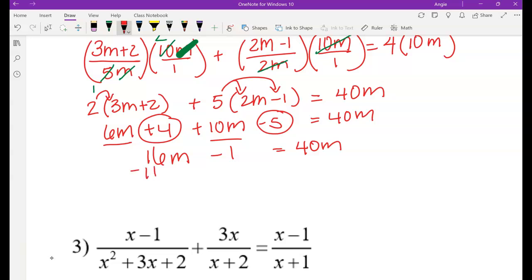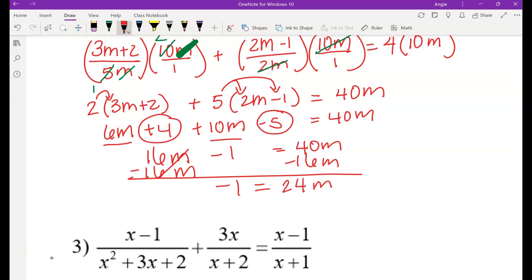And your basic algebra is going to say, subtract 16m from both sides. Negative 1 equals 40m take away 16m, students, which is going to be a positive 24m. We can keep it.